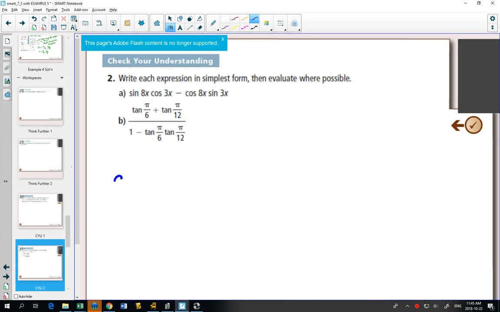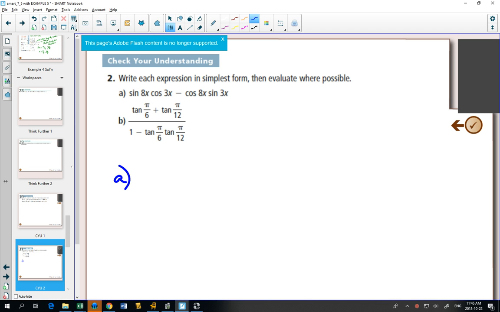Write each expression in simplest form and evaluate where possible. Oh, and I have to tell you something else that we didn't look at before. No, just for part B. For part A, though, we have sine, cos, minus cos, sine.